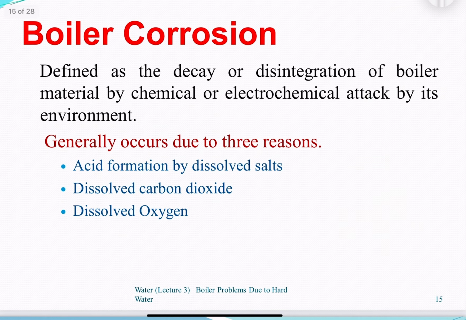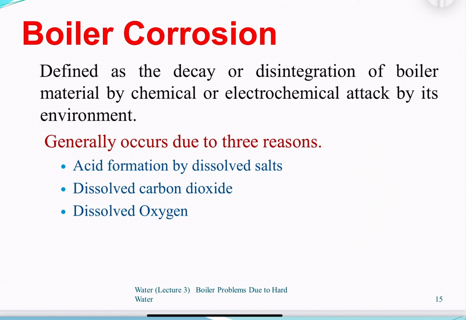Now we come to another boiler problem, that is boiler corrosion. See, all of you know what is corrosion. Corrosion means the decay and disintegration of metal surface. So when we are saying boiler corrosion, it means the decay and disintegration of boiler material by chemical or electrochemical attack with its environment. Now there are three reasons why boiler corrosion occurs.